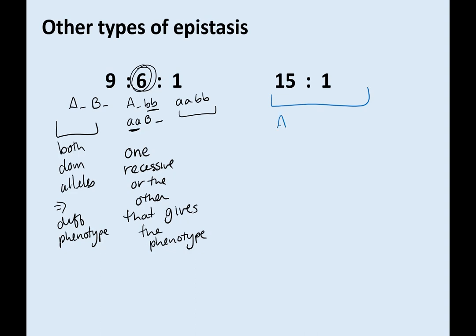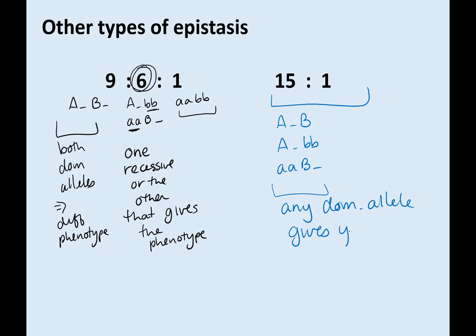15 and 1. The 15 represents any dominant allele gives you a specific phenotype. Right? So you can look at these numbers.